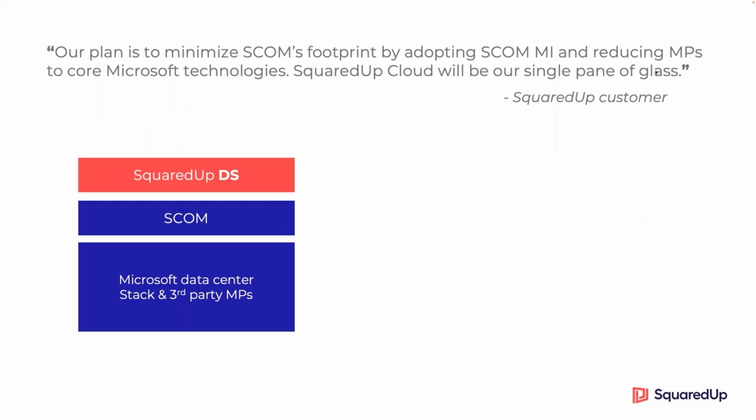And just a quote that I took from one of our customers as they're evaluating their journey to SCOM MI: their plan is to minimize SCOM's footprint by adopting SCOM MI. So as they're shifting, they're thinking maybe we'll reduce some of the MPs that we're using to the core Microsoft technologies, and then use SquaredUp Cloud more as their single pane of glass. So this is what they're using today, which is visibility on top of SCOM, which is sitting on top of all that juicy data center data.